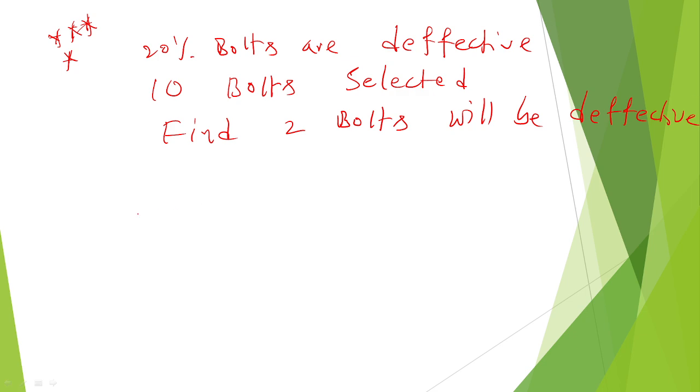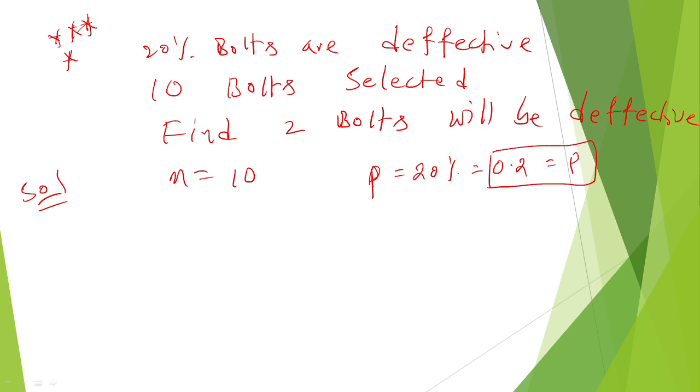So here is the solution according to binomial distribution. n is given, that is 10 bolts, and p is the probability to get a defective element. 20% means 20 by 100, we need to write 0.2. p is 0.2. According to the axioms of probability, total probability is always 1. p plus q is 1. Then q equal to 1 minus p, 1 minus 0.2, so q equals 0.8.